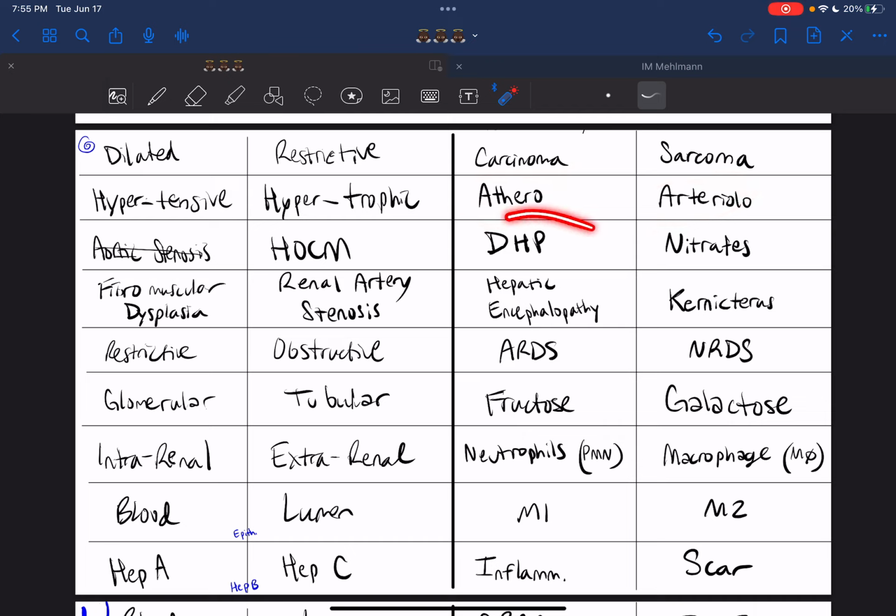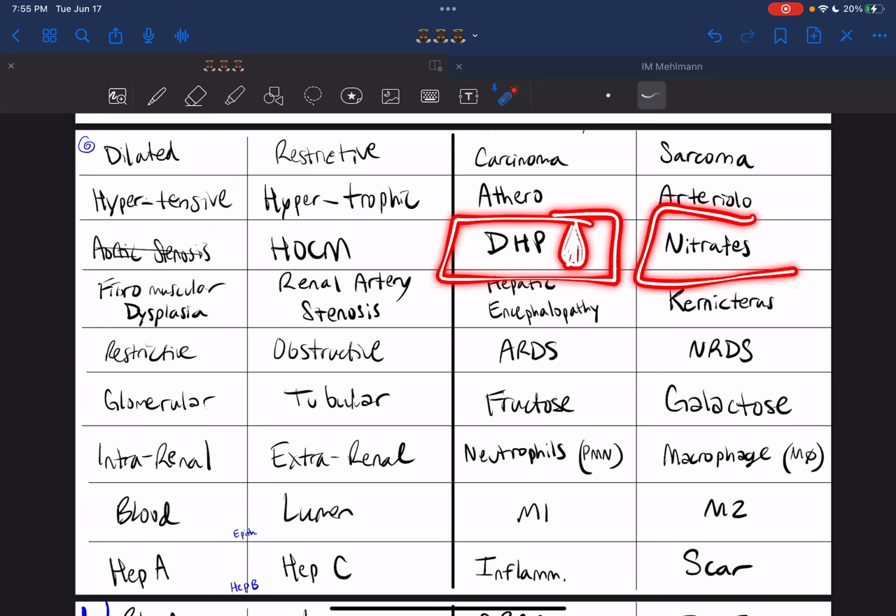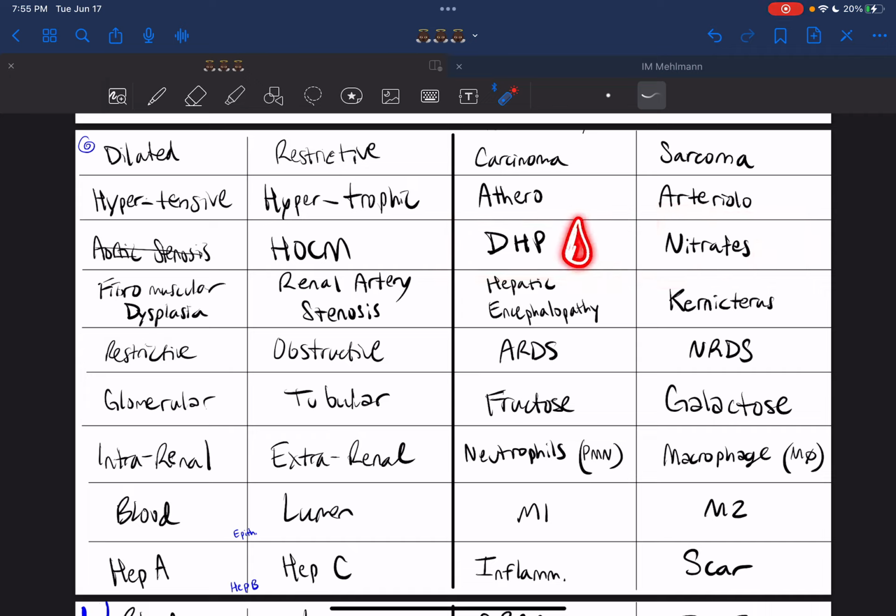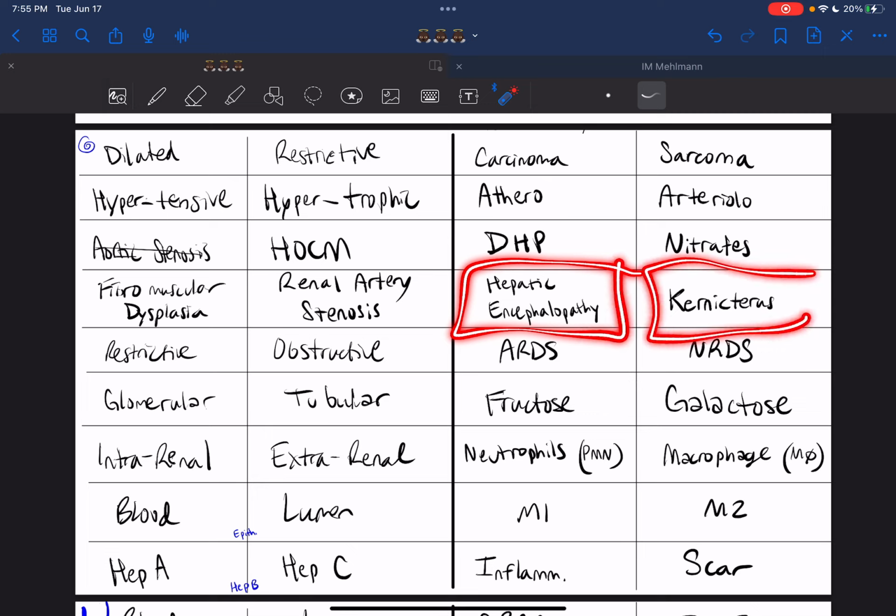DHP, dihydropyridine versus nitrates. This is going to be a calcium channel blocker that affects vessels, arteries, versus nitrates affect veins. So it's going to be an artery dilator versus a vein dilator, venodilator. So artery versus vein.